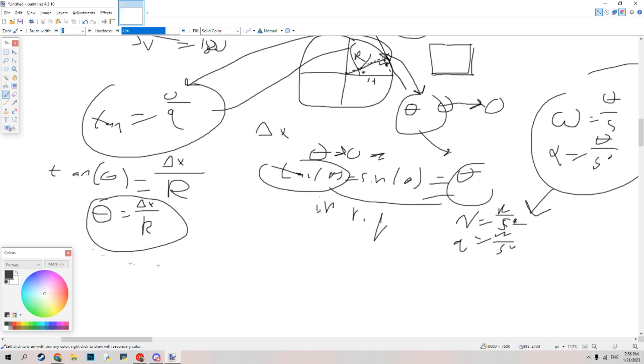So we have this, right? And likewise we have this. So theta and theta, well, we know we could just plug that in. So this tells us that omega is also equal to a change in x divided by radius over seconds.